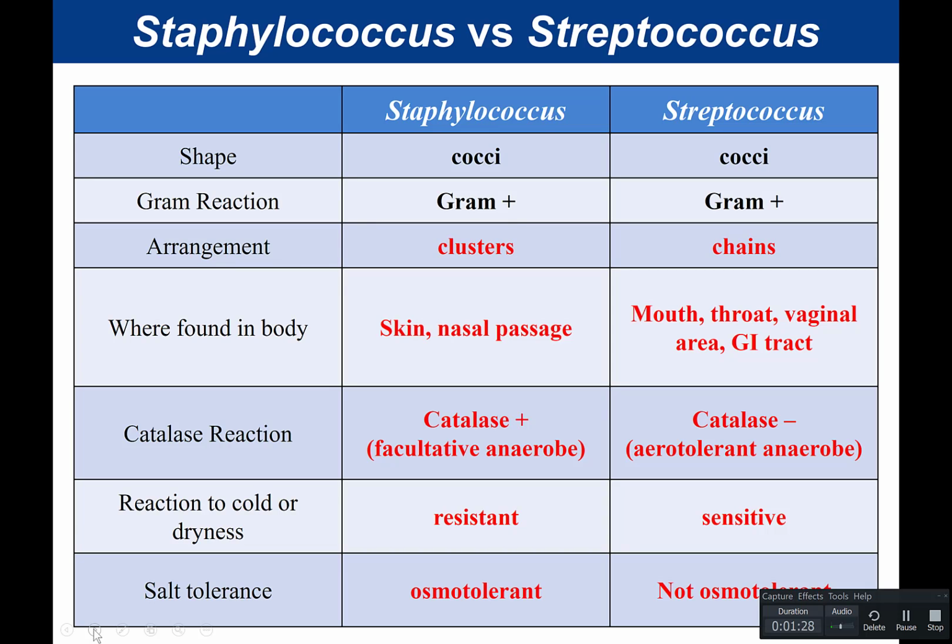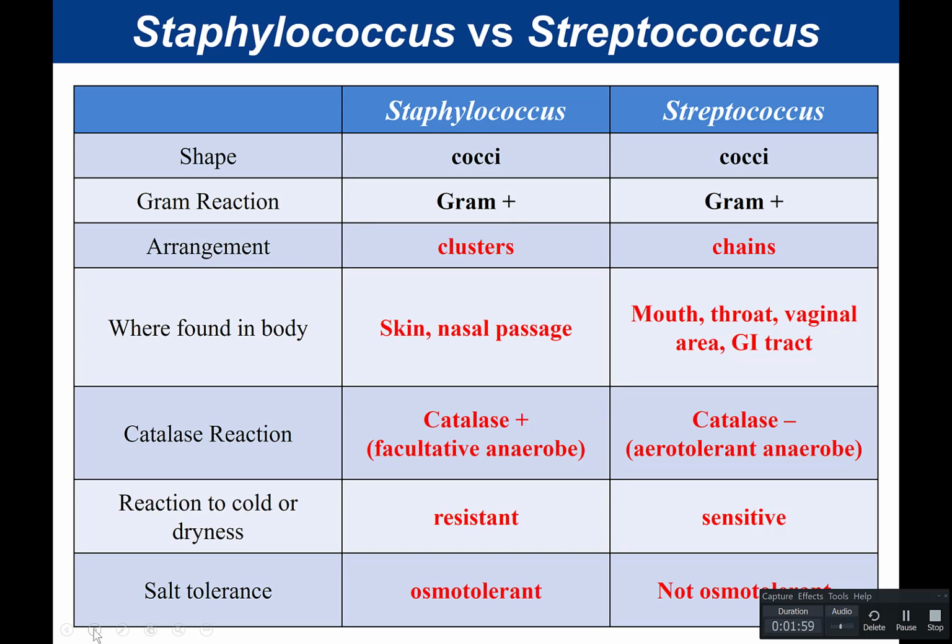But where we start to get different is in the arrangement. Staphylococcus is going to be found in clusters, right? Staphylo refers to grape-like clusters. Strepto refers to chains. Where it's found in the body is going to be different. If you're talking about Staphylococcus, it's going to be found primarily on the skin and the nasal passage. If you're talking about Streptococcus, mouth, throat, vaginal area, GI tract, etc.